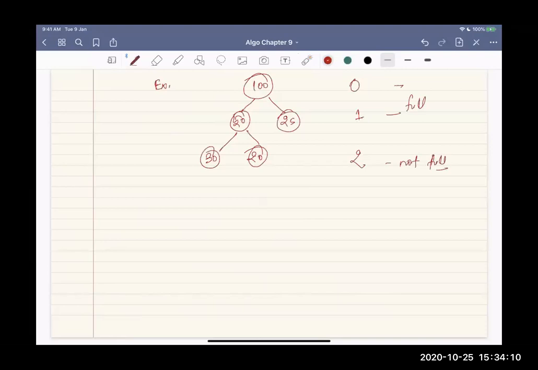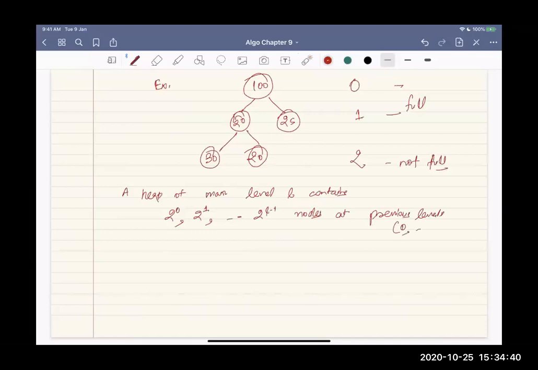So I can make some simple generalization. For example, if I have a heap of maximum level L, then at the 0th level there will be 2 to the power 0 nodes, at the first level 2 to the power 1, up to 2 to the power L minus 1 nodes at the previous levels.